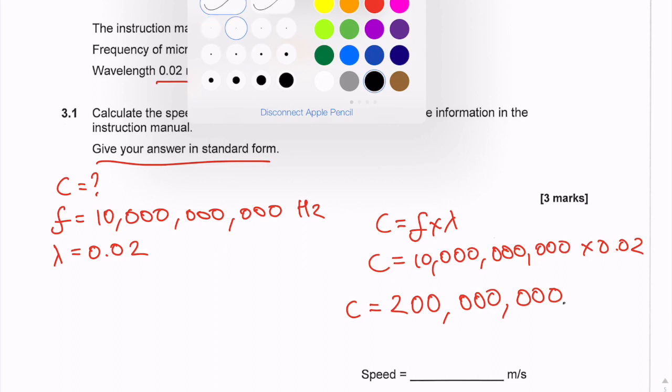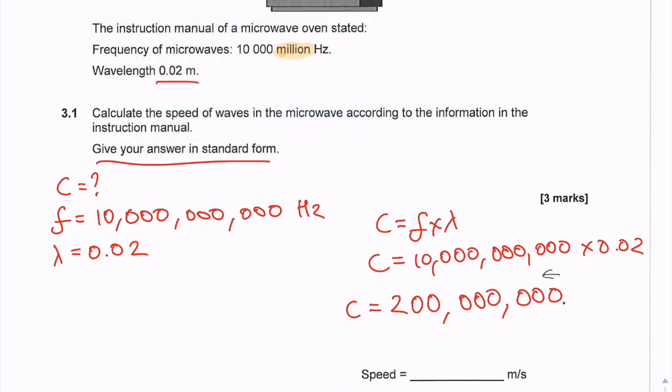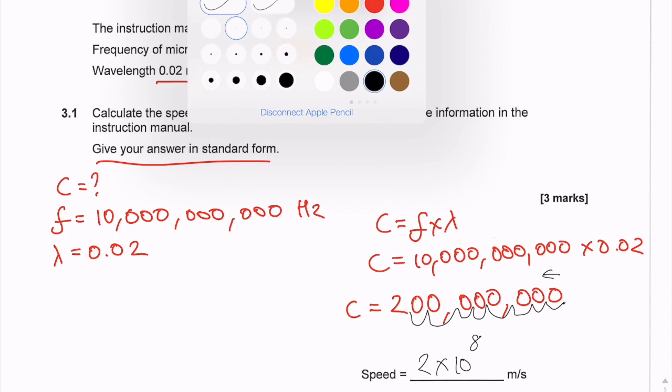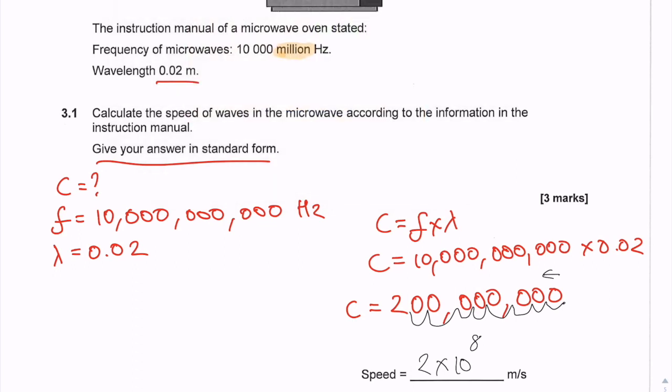Then we basically need to move it in this direction. We need to count how many spaces. So it started here, 1, 2, 3, 4, 5, 6, 7, 8. You need to move 8 spaces. So my answer is going to be 2 times 10 to the 8. And it shouldn't be minus 8, it has to be positive 8. So 1 mark for the conversion, 1 mark for the correct answer in non-standard form, and the third mark for the actual answer in standard form.